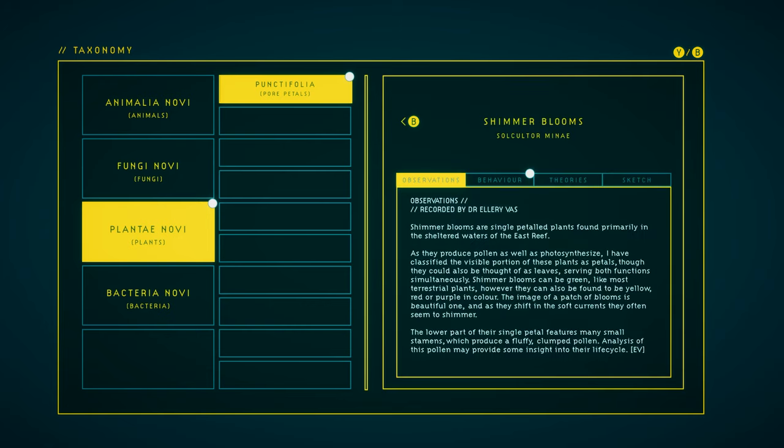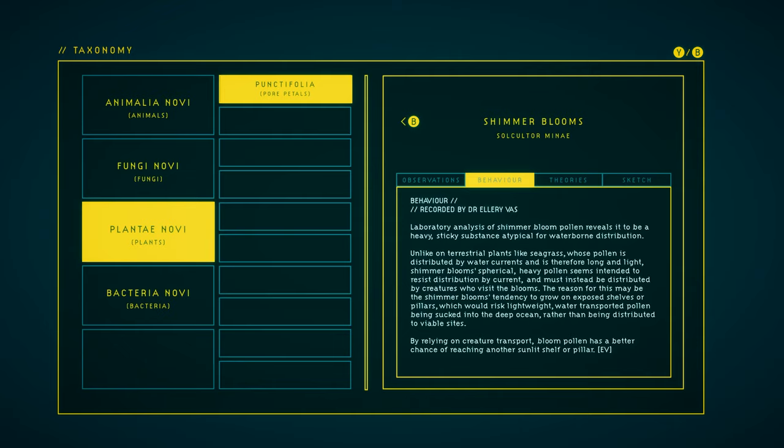Shimmer blooms are single-petaled plants found primarily in the sheltered waters of the East Reef. As they produce pollen, as well as photosynthesize, I have classified the visible portion of these plants as petals, though they could also be thought of as leaves, serving both functions simultaneously. Shimmer blooms can be green, like most terrestrial plants. However, they can also be found to be yellow, red, or purple in color. The image of a patch of blooms is a beautiful one, and as they shift in the soft currents, they often seem to shimmer. The lower part of their single petal features many small stamens, which produce a fluffy, clumped pollen. Analysis of this pollen may provide some insight into their life cycle.